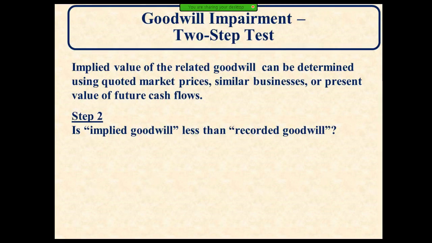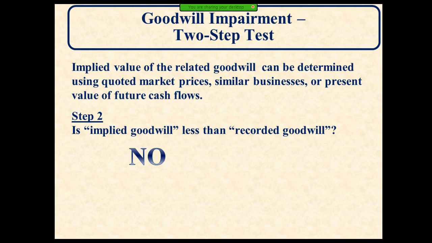Now, when we talk about implied goodwill, again, so much of this can be subjective. If we've got an implied goodwill that is less than what we've recorded on the books for goodwill, we possibly need to record this impairment. So they're stating that we can use market prices, other businesses. We can determine our future cash flows based on present values to determine if in fact the goodwill has been impaired.